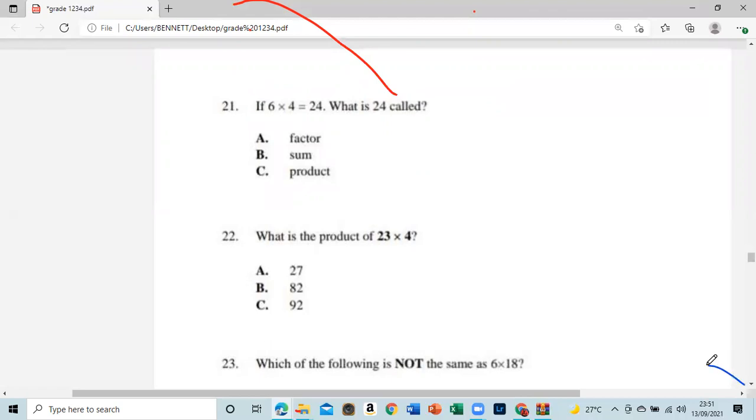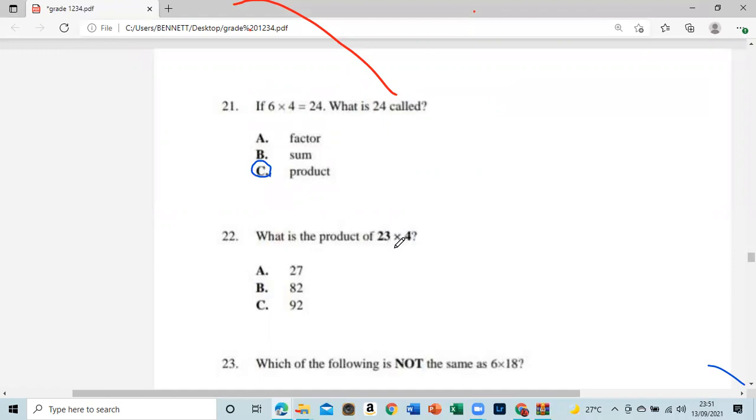All right, 6 times 4 is equal to 24. What is 24 called? Is it factor, sum, or product? And that is a product. When you multiply, you get the product.